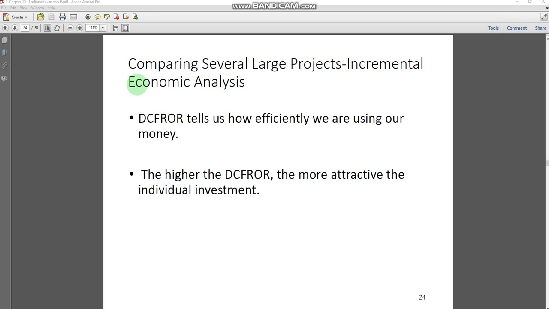Okay, so the higher the discounted cash flow rate of return, the more attractive the individual investment. Okay, so we have to see this number, discounted cash flow rate of return, to select between different alternatives to see which investment opportunity can give you the maximum return.